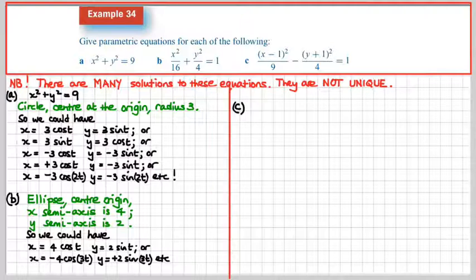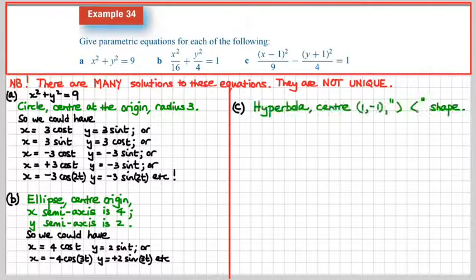So looking at number C now, that's a hyperbola, just looking at it. It's a left and right branch hyperbola. It's centered at 1 and minus 1. But we've just got to construct our parametric equations from that, right? Now, I might let you pause the video and have a go at that yourself and come back, okay? Right, you back? Okay. Hyperbola centre 1 and minus 1, it's got the left and right branch hyperbola shape, hasn't it?